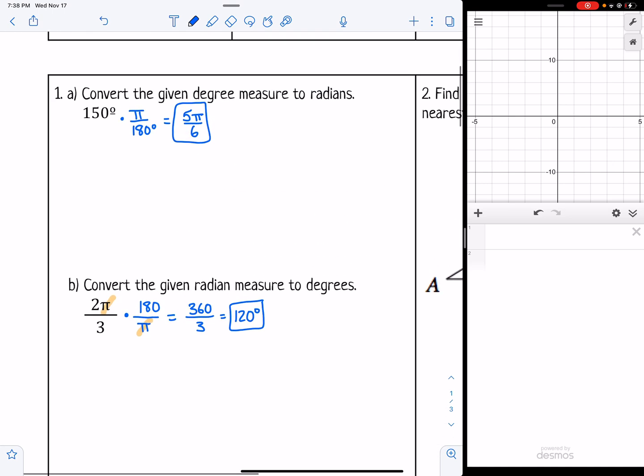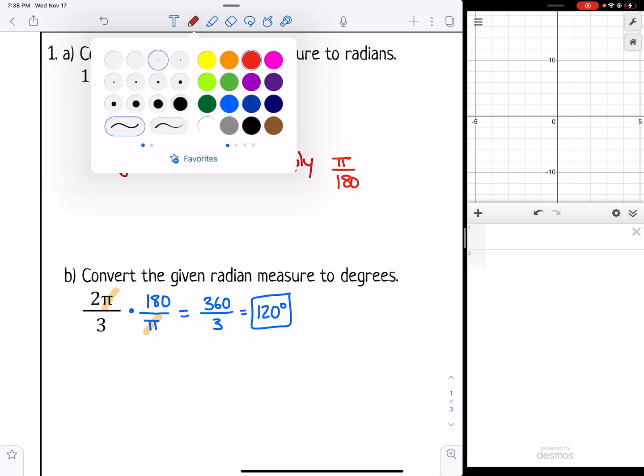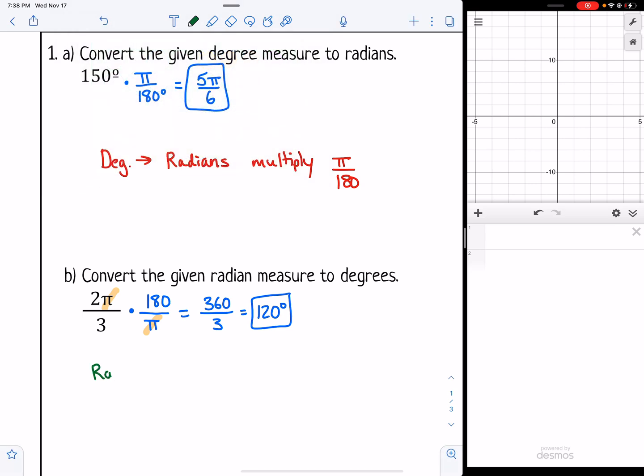So notice you have one that goes from degrees to radians and one that goes from radians to degrees. So remember, to go from any degree measure to radians, the rule is that you have to multiply by the conversion of pi over 180. So put pi in the numerator. To go the other way and convert from radians to degrees, you multiply with pi in the denominator and 180 in the numerator.